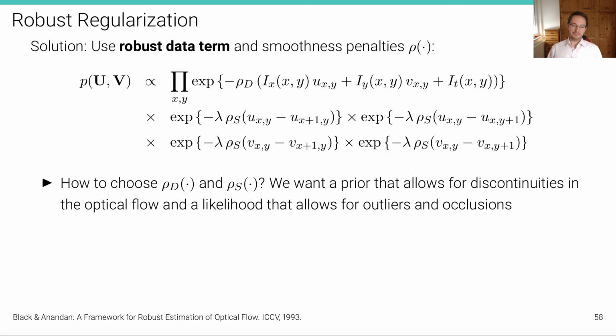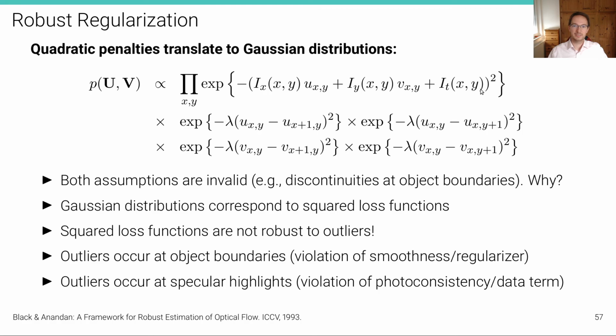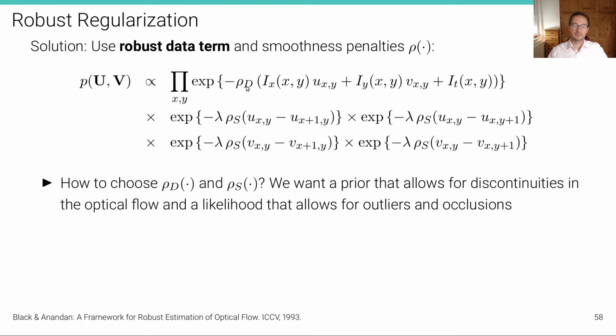The solution that has been introduced in a seminal work by Black and Anandan is to use a robust data term and robust smoothness penalties instead, which we call rho here. So instead of this quadratic penalty, we use a function rho, which is not quadratic but more robust. Now the question is, of course, how to choose rho d and rho s for the data and the smoothness term. We want a prior that allows for discontinuities in the optical flow and a likelihood that allows for outliers and occlusions.